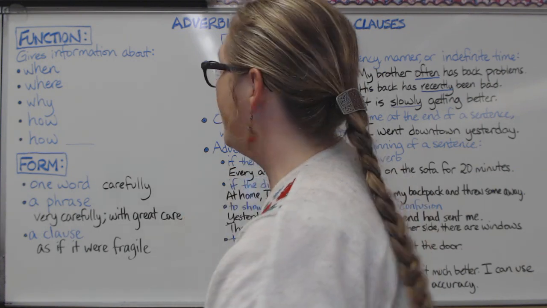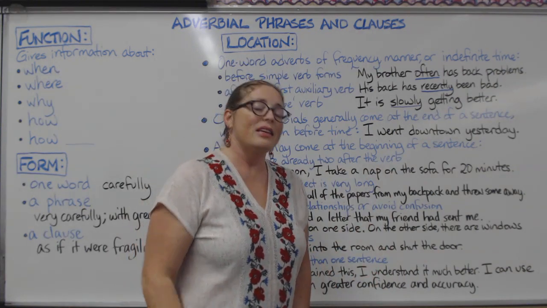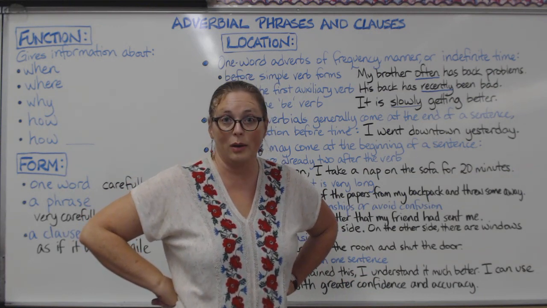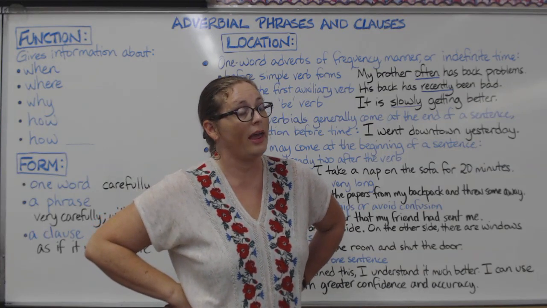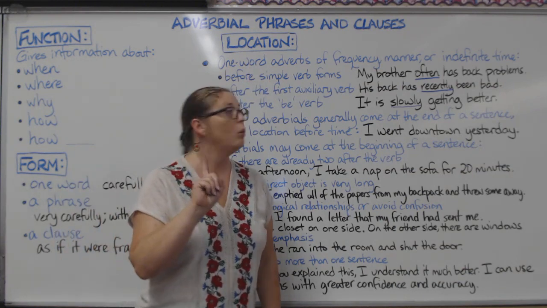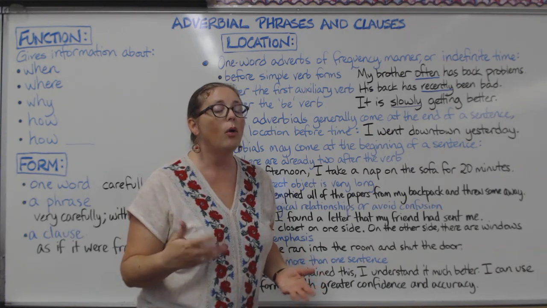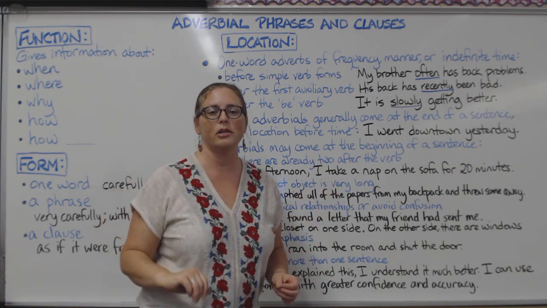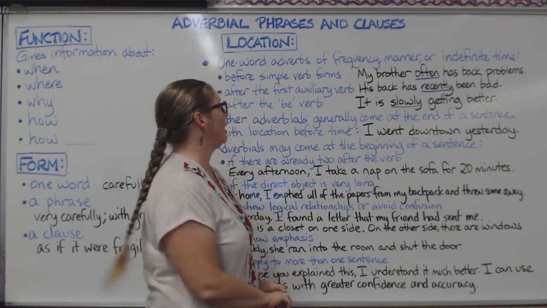Okay, so now that we've talked about function and form, let's look at location. This is what I find a lot of people learning English struggling with. Where do they go? Oh, that's a very good question. Let's look at that. So, the location. If it is a one-word adverb of frequency, manner, or indefinite time. You might be saying, oh, what are we talking about? Not so difficult. These are adverbs that you're familiar with, most likely.